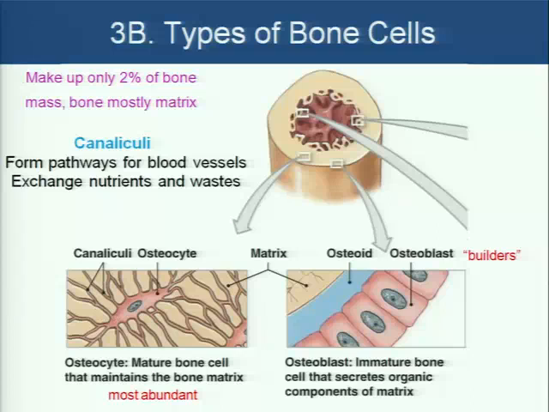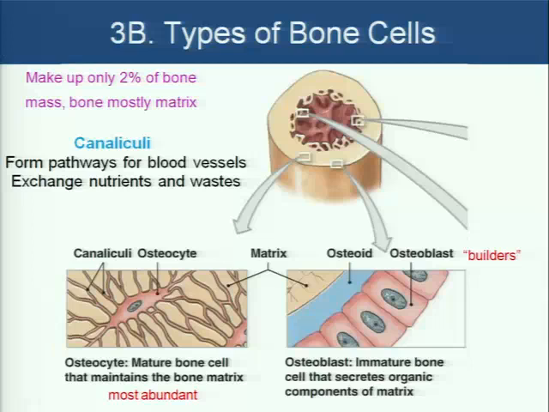There's space around them for diffusion of materials, but we also have those little channels all throughout compact bone called the canaliculi. So that's this big word here. The osteocytes will actually extend their plasma membranes out into those canaliculi and attach to other cells. They can form gap junctions together and actually exchange materials pretty readily. So that's pretty cool.